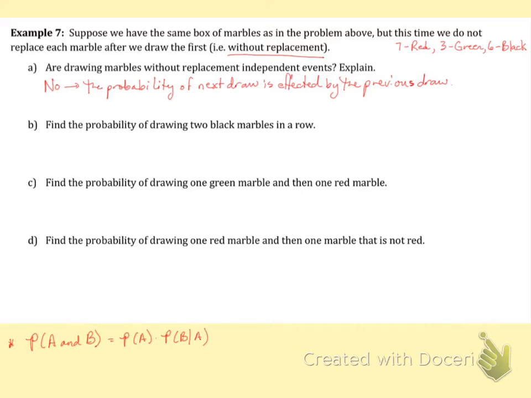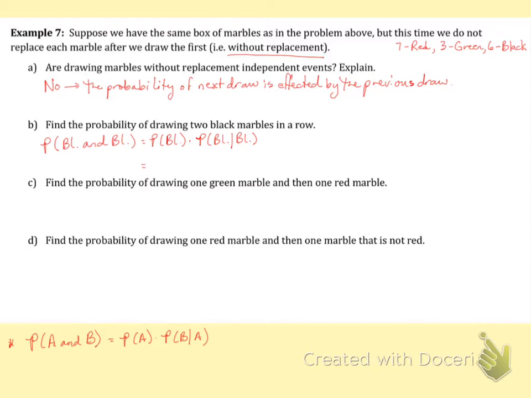So for part B, it says find the probability of drawing 2 black marbles in a row. So we are going to find the probability of drawing a black and then another black. And in this case, we are finding the probability of drawing a black times the probability that we're drawing a black given that we already drew a black marble. Again, I'm writing way more than you need to write for this problem. Instead, I want you to think about this in terms of fractions.